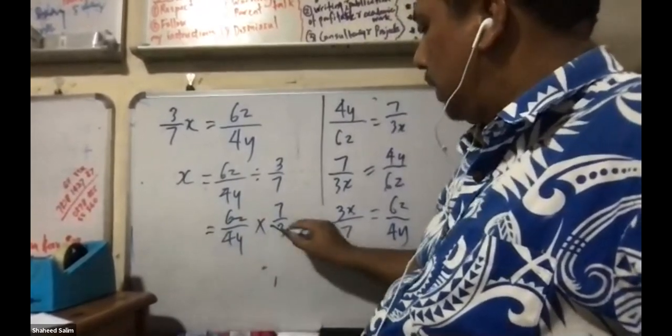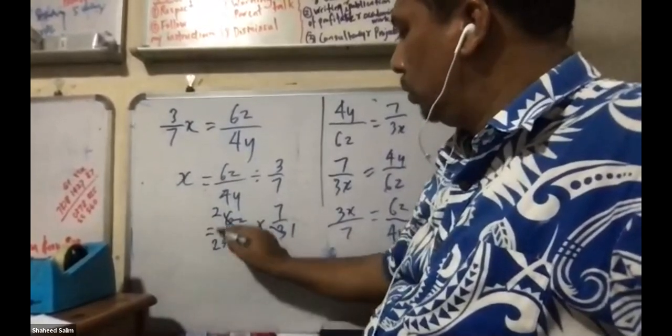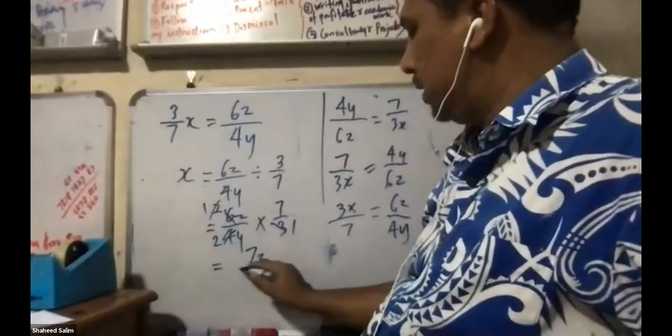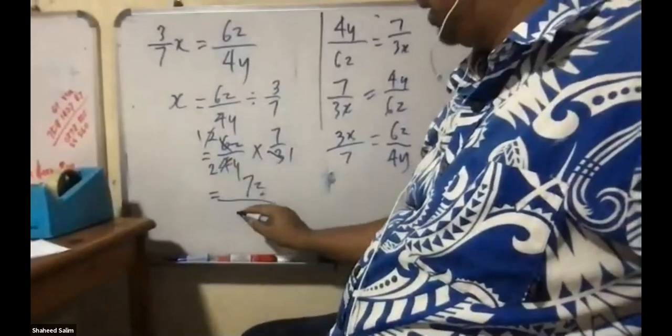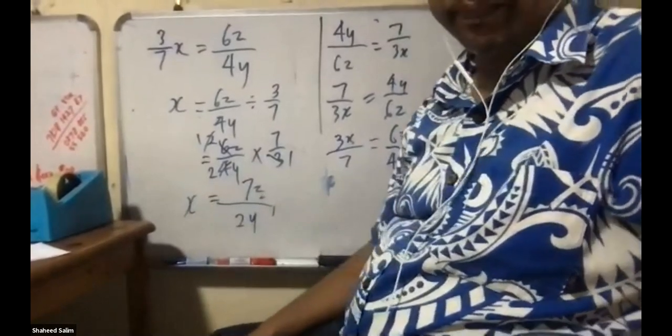Okay, divide by 3, you get 1. Divide by 3, you get 2. Divide by 2, you get 2. Divide by 2, you get 1. Z times 7, 7z. 2 times y, 2y. X equals to 7z over 2y.